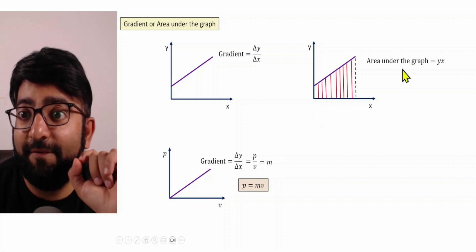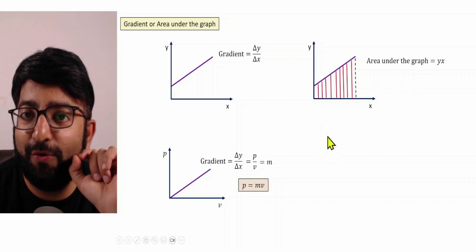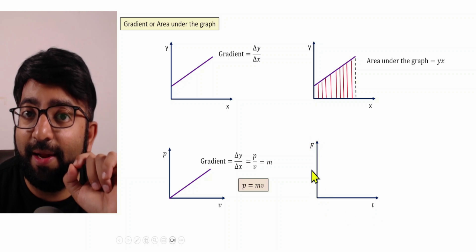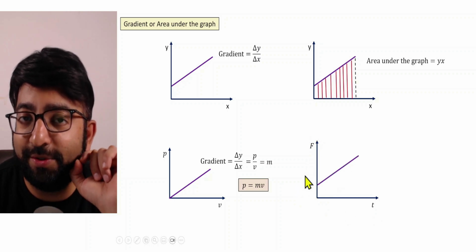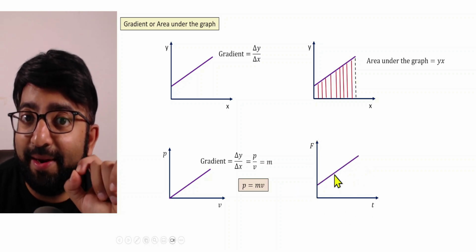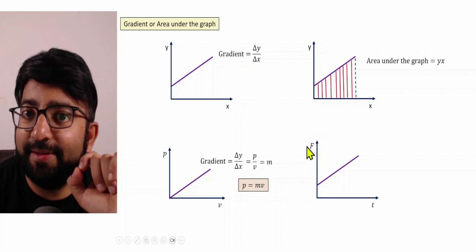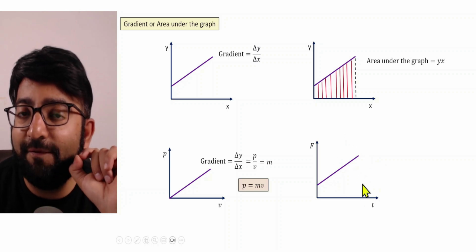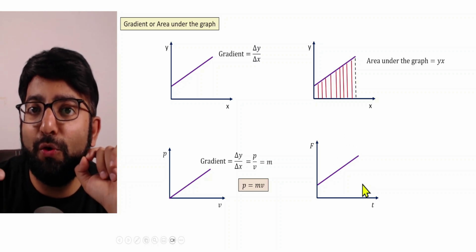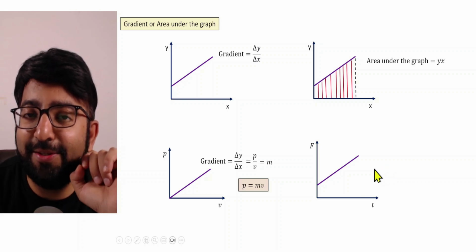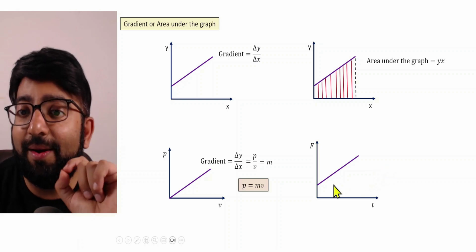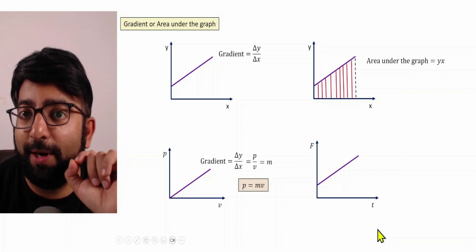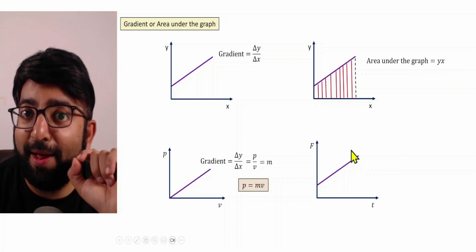Now let us take an example where area under the graph makes sense. So let's say this is the graph, horizontal axis is t, the time, and the vertical axis is force. And let's say the graph looks like this. If we try to use the gradient, remember it is y upon x. Here the y-axis is force, so the gradient will be force divided by time. Now in physics, force divided by time is no such parameter. So gradient is not that useful. But area under the graph is y into x. So in this case, it will be force multiplied by time. And that is an important parameter in physics.